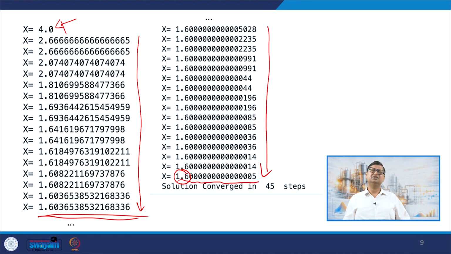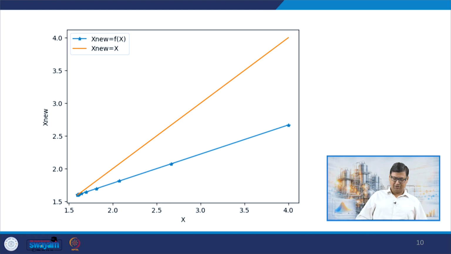The error is less than the tolerance in this case, and we say that the solution converged in this case in 45 steps. Of course, if I set tolerance to be somewhat larger, then I would reach in much fewer steps. So this is how it looks like.